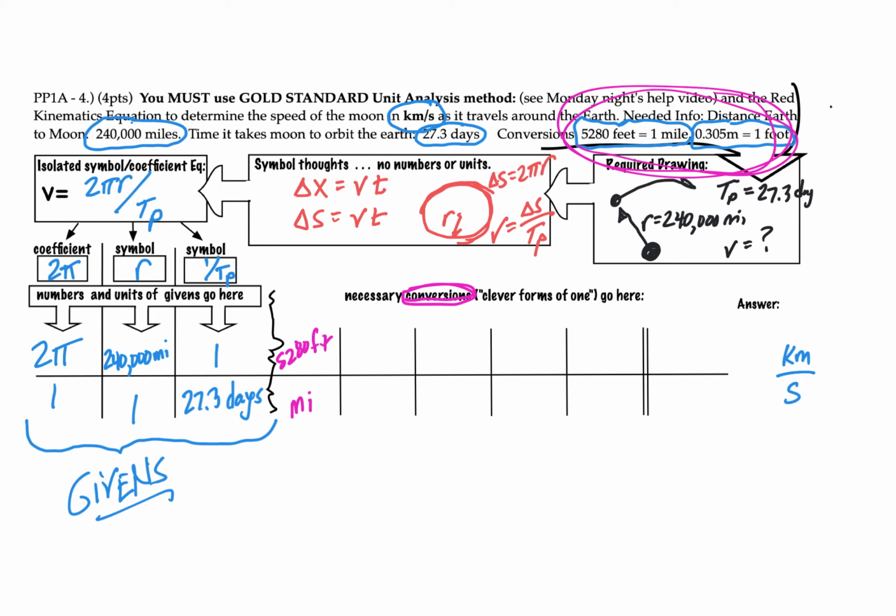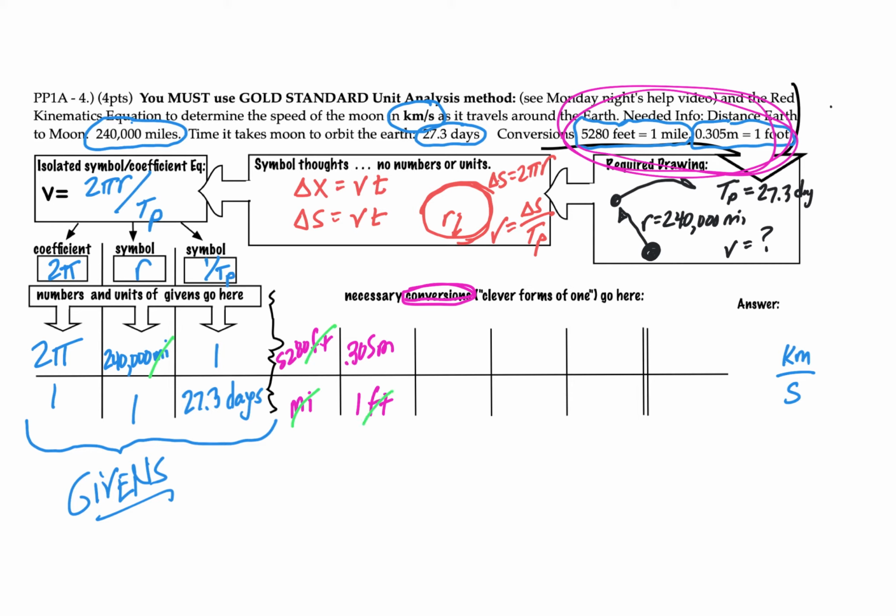Bring out my green kill pen. Miles and miles cancel. Feet I still have. I want to get rid of the feet now, so I put 1 foot under 0.305 meters. And now the feet kill.